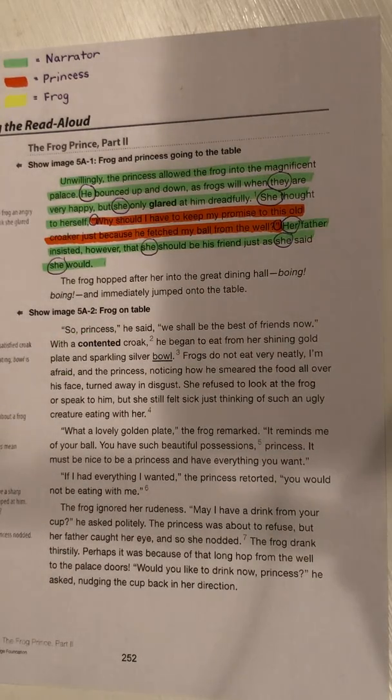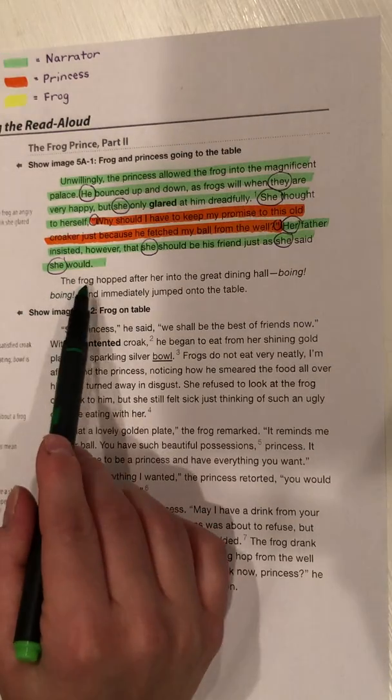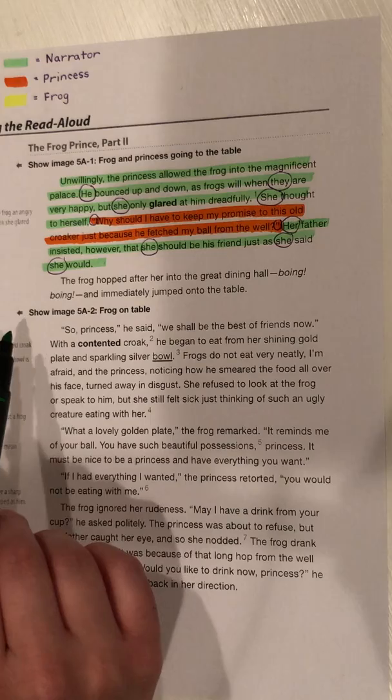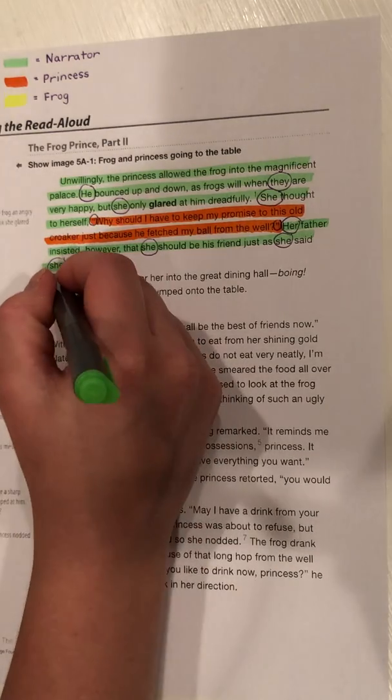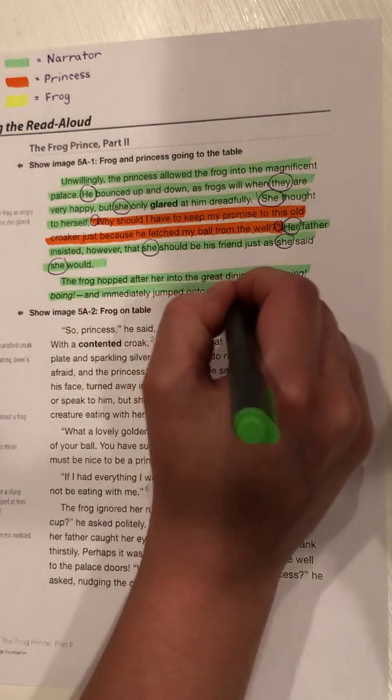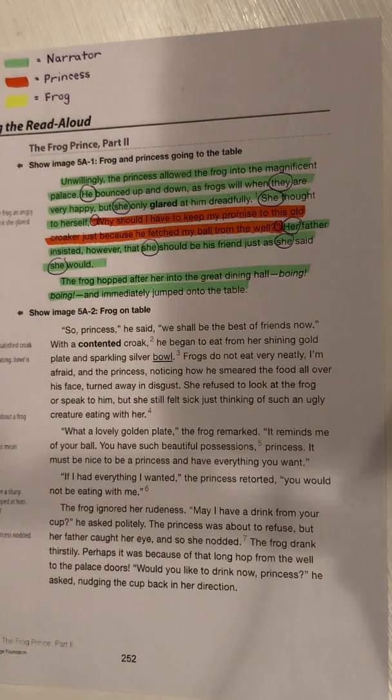The frog hopped after her into the great dining hall, boing, boing, and immediately jumped onto the table. So who's saying this part? That's right, it's still the narrator. Now it says the frog hopped after her, but that doesn't mean the frog is speaking. It's the narrator telling us about the frog. There's no character speaking in that part of the story. Let's go to the next part.